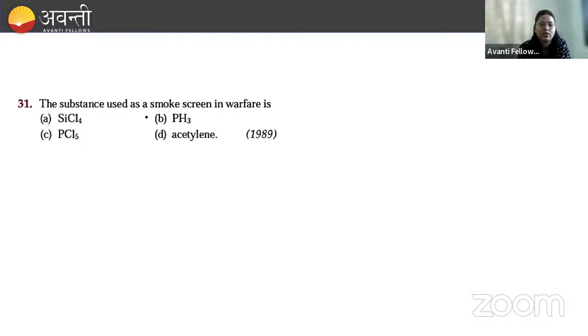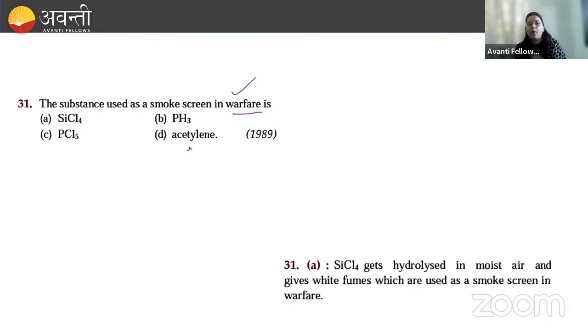The substance used as a smoke screen in warfare is. So in wars, which substance is used as a smoke? Okay, smoke screen in warfare. SiCl4, PH3, PCl5 and acetylene. So what do you think which is used as a smoke screen in warfare? So here answer is what?